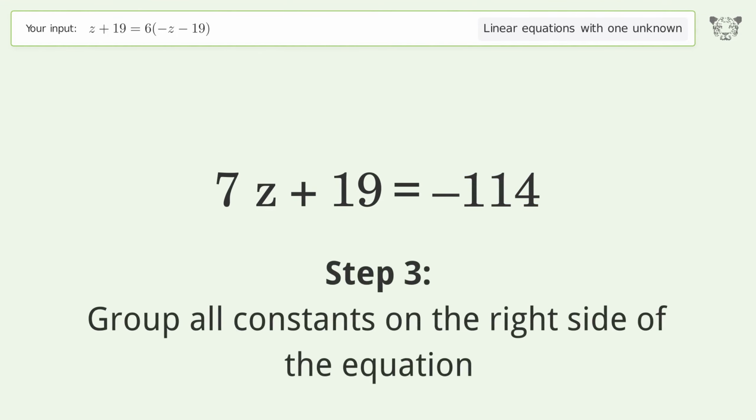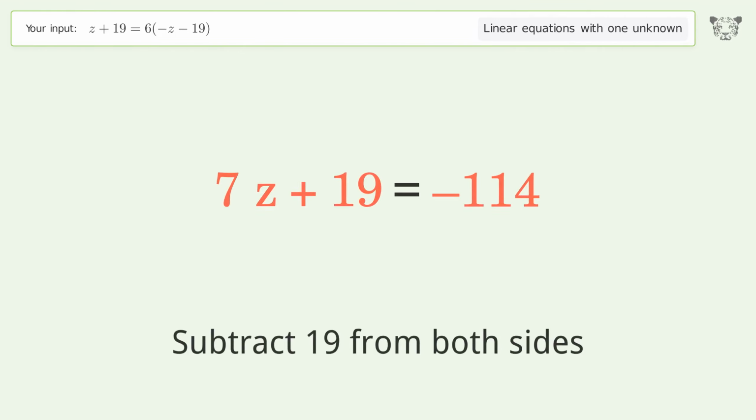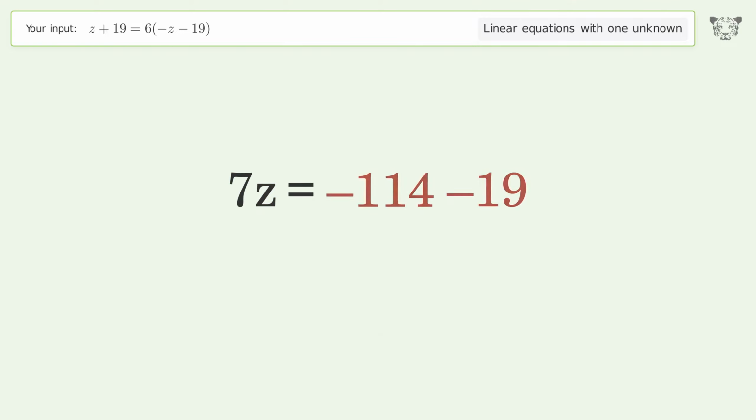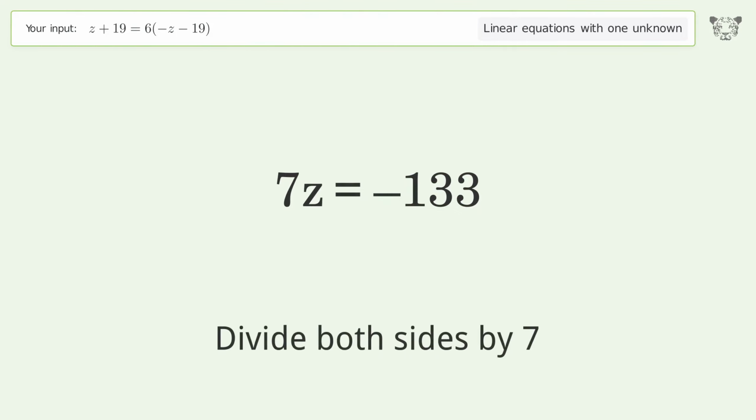Group all constants on the right side of the equation. Subtract 19 from both sides. Simplify the arithmetic. Isolate the z. Divide both sides by 7.